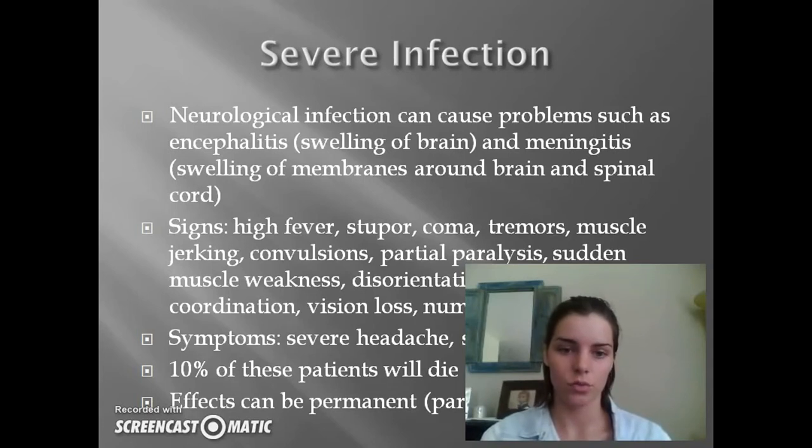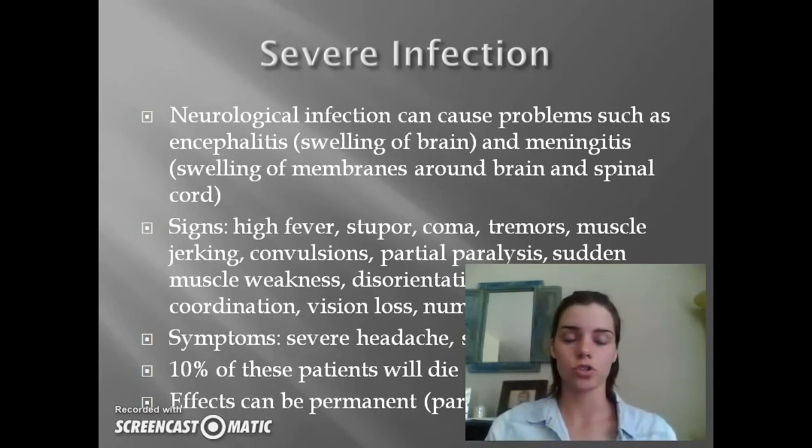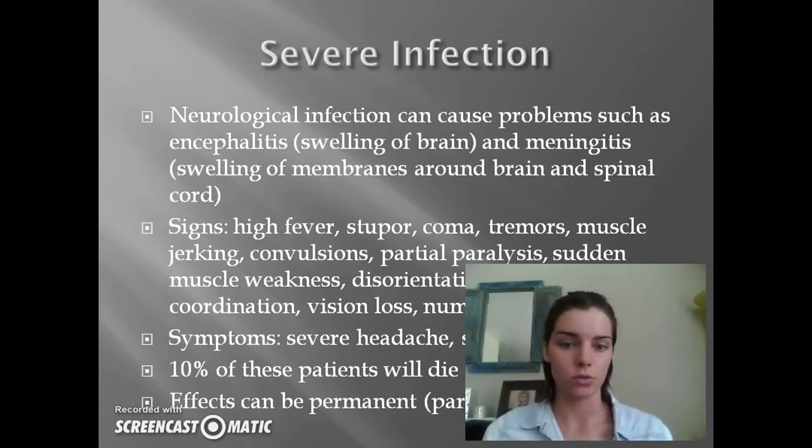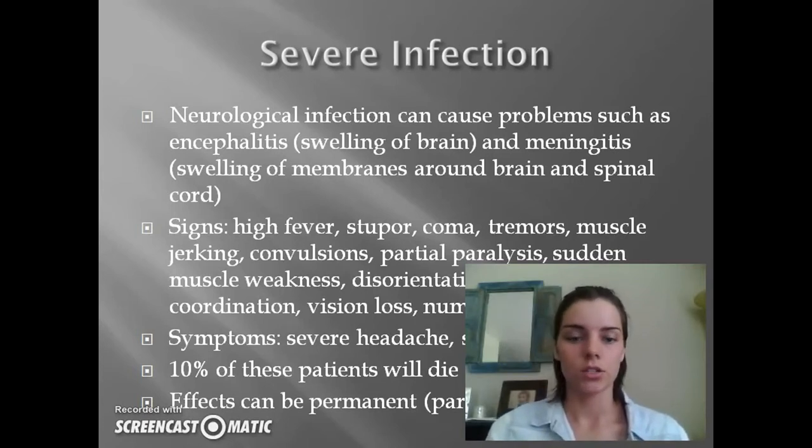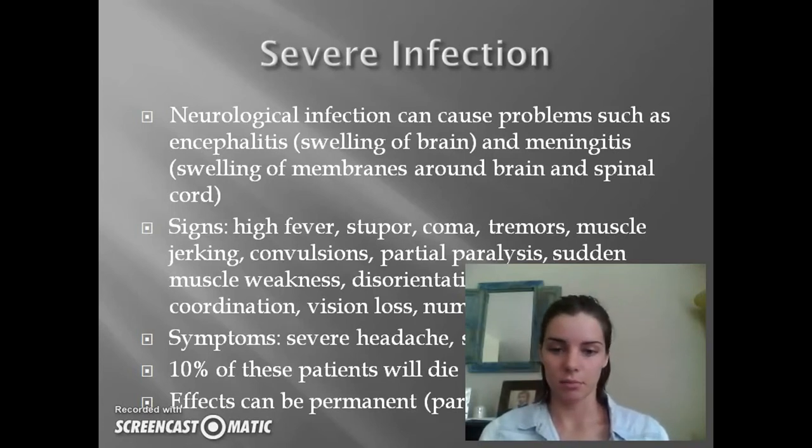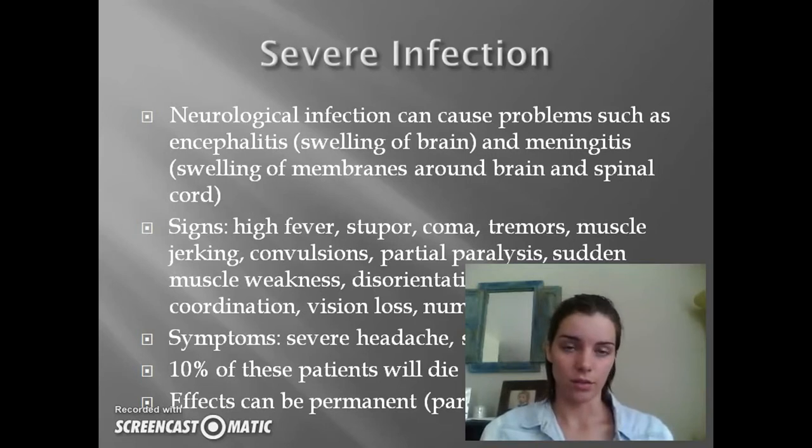Some signs of those would be really high fever, stupor, coma even, tremors, muscle jerking, convulsions. There's partial paralysis, sudden muscle weakness, disorientation, confusion, lack of coordination, vision loss, and numbness. So pretty serious signs. Some symptoms that they might be feeling are severe headache, neck stiffness, and then just general pain. Similar to the mild infection, they would have back pain, joint pain, body aches, things like that, but really severe. And those headaches are really, really bad, because they have swelling in their brain. So that's a big problem.